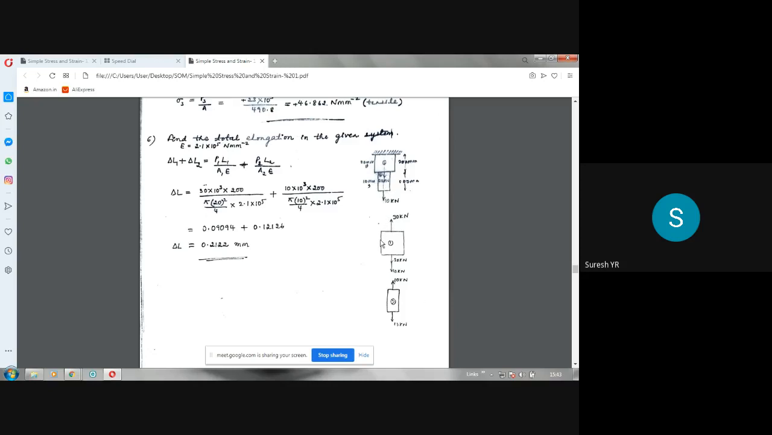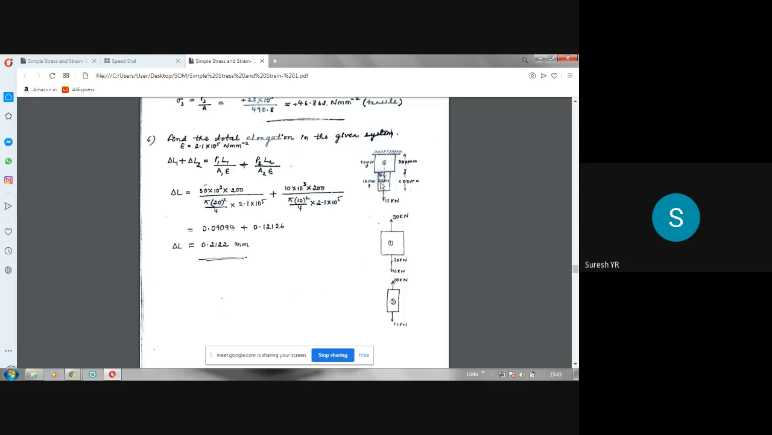So delta L1 is the extension here. Delta L2 is the extension in this portion. So to calculate the total deformation, we have to use the same formula. So delta L is equal to delta L1 plus delta L2. Once again, delta L is calculated by PL by AE. So corresponding force value, length, area we have to take here.